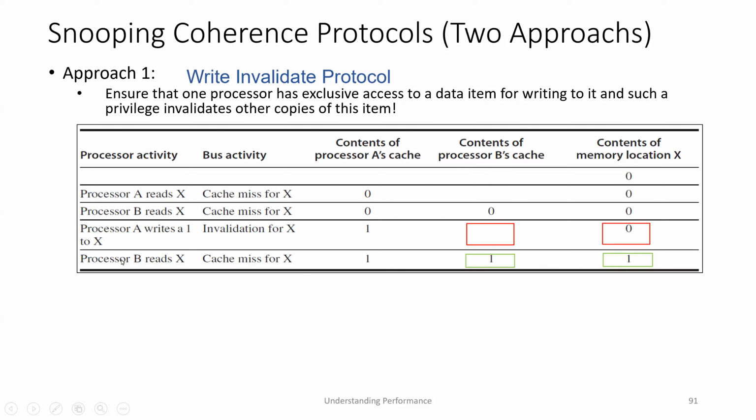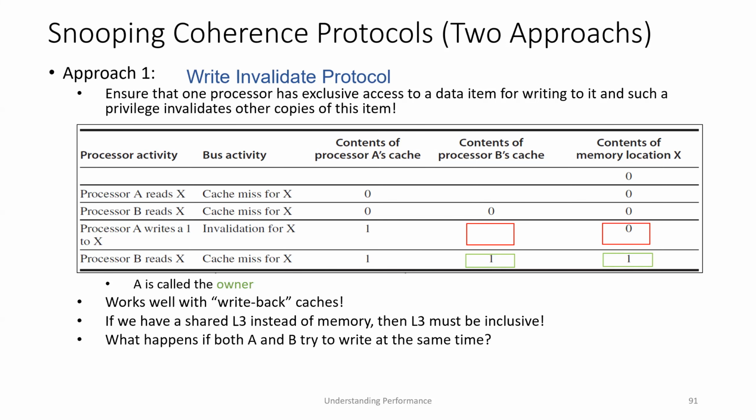Then when processor B later tries to read the updated value of X, that's when the private cache of A will update the private cache of B and the actual memory. So at this point, all three will see 1 in their respective private caches and the shared memory, okay? So A is called the owner here. It is its responsibility to update the others when they have requested, right? This write invalidate protocol works well for write back caches, right? And in the interest of time, I'll skip here.